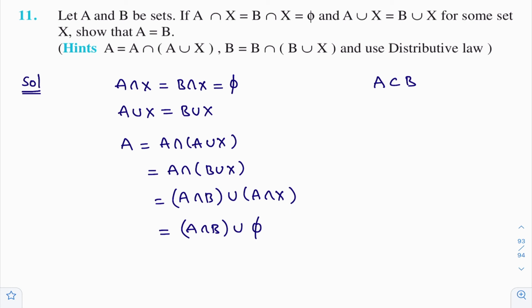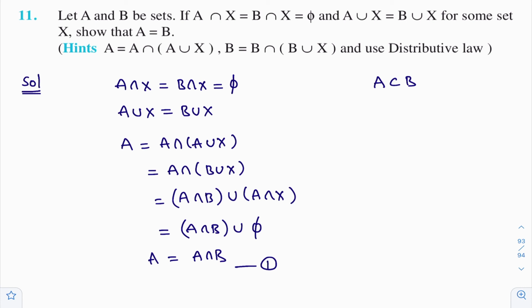Here empty set is subset of A intersection B because empty set is subset of every set, right? When empty set is subset of A intersection B, A intersection B union null set is what? Bigger set you will get. That is nothing but A intersection B. So here what you will get, this is nothing but A intersection B. So I got A equal to A intersection B. I'll take it as equation 1.